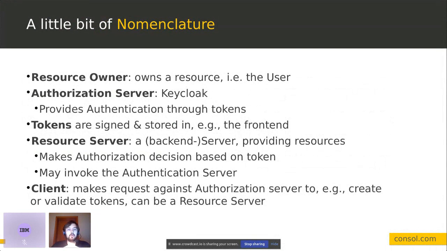Then we have the tokens. Tokens are signed and stored in, for example, the front end, so not in the back end, but the front end of things. Signing the tokens prevents modification of the tokens without us noticing it. Then we have the nomenclature of the resource server. That's a backend system providing some resources, for example, details about the user, images, uploads, whatnot.